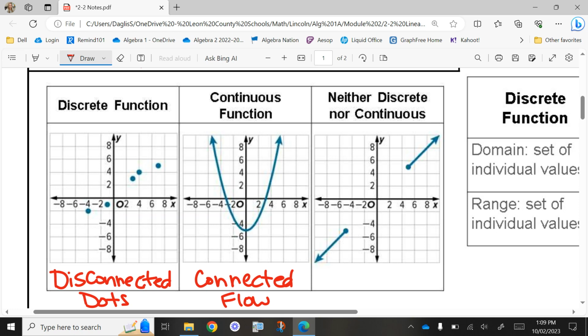The last graph, it's none of the above. It's not one continuous graph, and it's also not individual dots. So this is going to be neither. It should just be dots or it should be flowy. If it's a mix of the two, it's not considered to be anything special. This is technically called a piecewise function, which we're not going to do until Algebra 2. So we're not going to learn that right now, because it's pieces of functions is what it is.